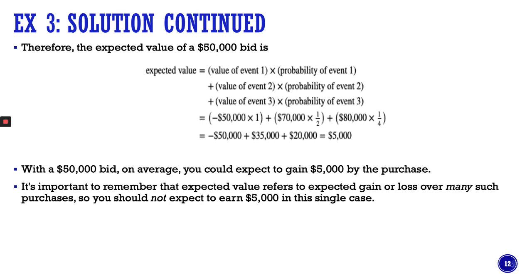It's important to remember that expected value refers to expected gain or loss over many such purchases. You should not expect to earn $5,000 in a single case, because you're like, that doesn't make sense. Because if I sell it for $70,000, I make $20,000. If I sell it for $80,000, I'm going to make $30,000. But you're not always going to win, and so these are expected values.